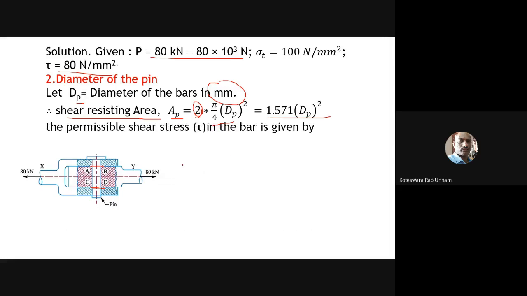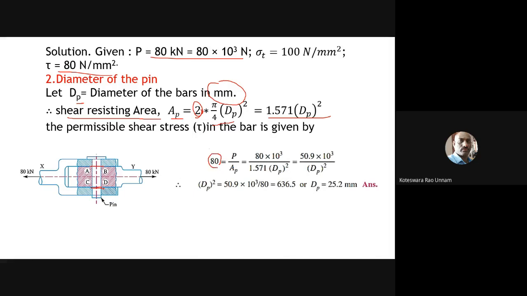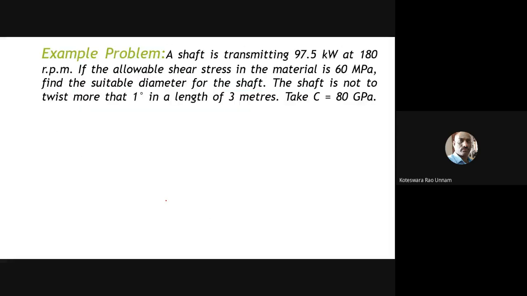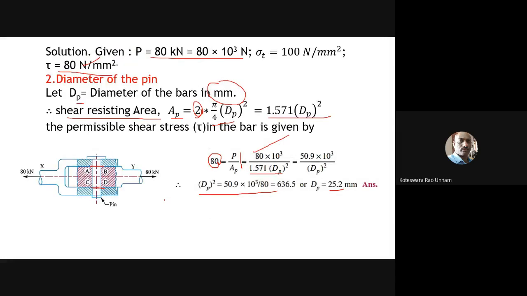Then we'll use the design equation, that is, the permissible stress should be equal to the induced stress. The permissible stress is 80 MPa or 80 Newton per mm square, and the induced stress we are calculating. The load is 80 into 10 cube, and the area is this. If we equate those two, you will get an equation. If you solve that equation, you will get the diameter of the pin as 25.2 mm. So like this you can solve the problem.